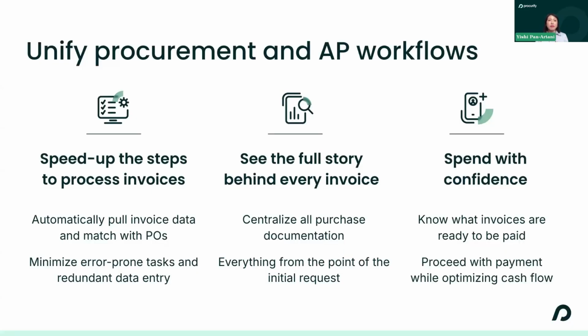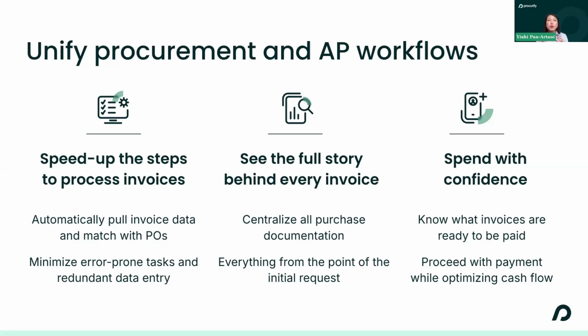So what does that look like? First, you can speed up the steps to process invoicing. Leveraging tools like AI, you can now remove the manual data entry requirements of invoice processing, letting the system extract information from invoice documents, intelligently perform the three-way match, and flag any variance for you to review.